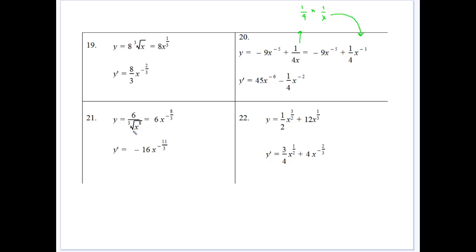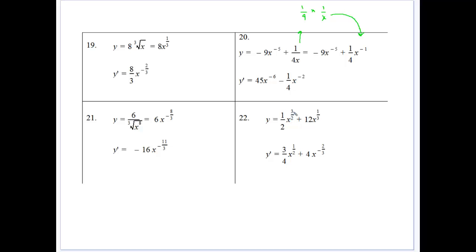6 on the cube root of x to the power of 8. Well, because it's a fraction, that's where we get the negative. It's x to the power of 8, and the cube root makes it a fractional power there. Minus 8 on 3 times 6 gives us minus 16. Minus 8 on 3 minus 1 will give you minus 11 on 3.